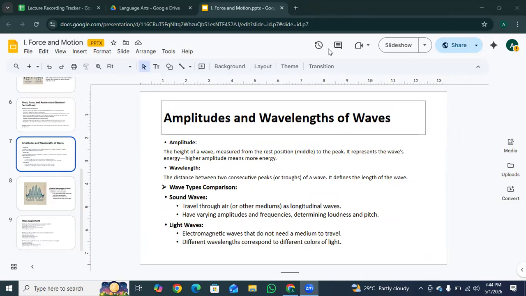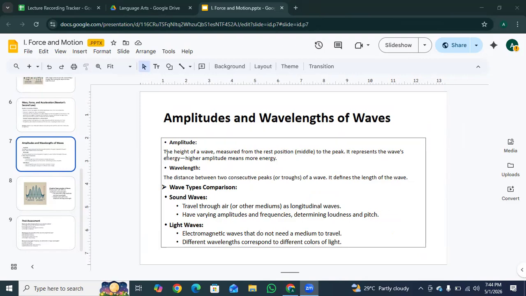So the next one is amplitude and wavelength of waves. Amplitude: the height of a wave measured from the rest position to the peak. It represents the wave's energy. Higher amplitude means more energy.